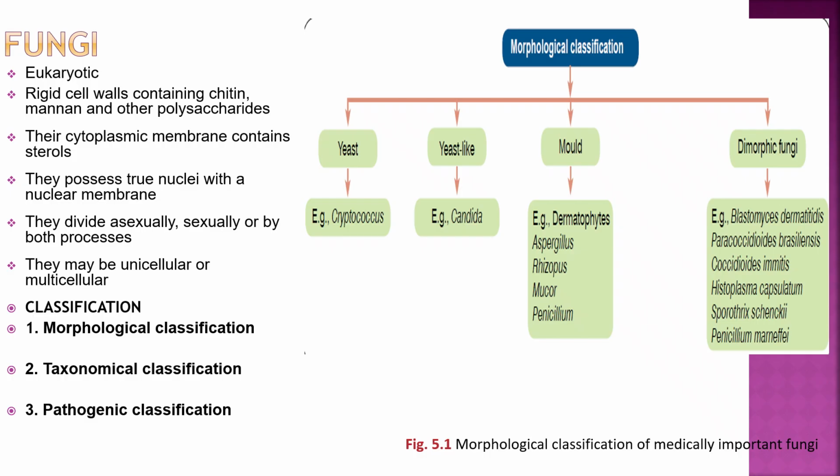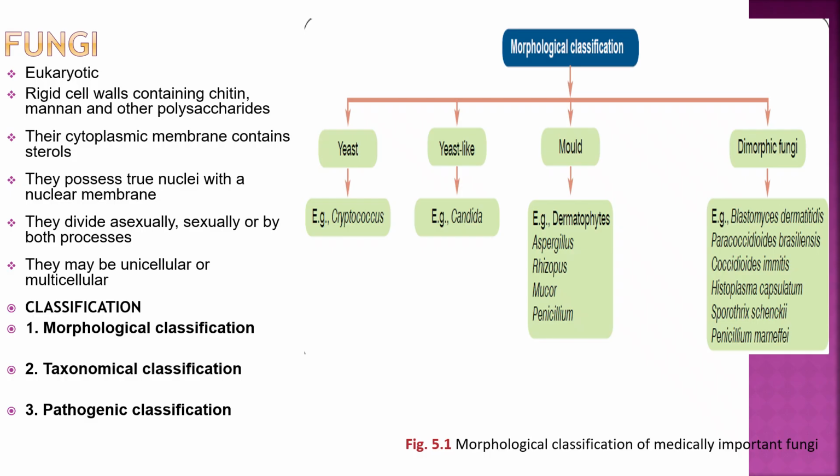First, morphological classification. In that, yeast is there. Example, Cryptococcus. Yeast-like cells are oval or round cells with buds. Example, Candida. Molds have hyphae, elongated structures. Examples: dermatophytes, Aspergillus, Rhizopus, Mucor, and Penicillium.